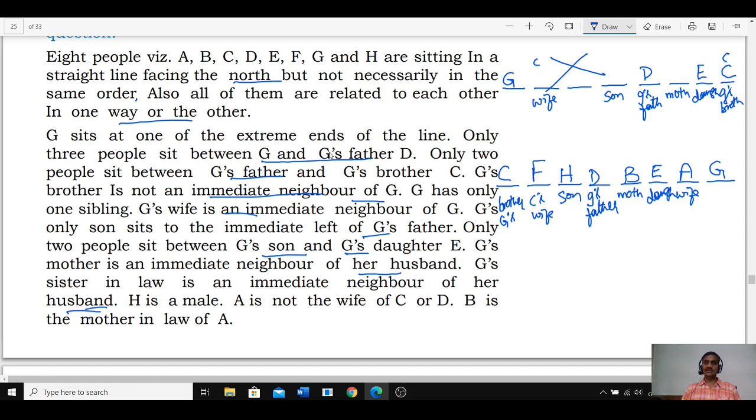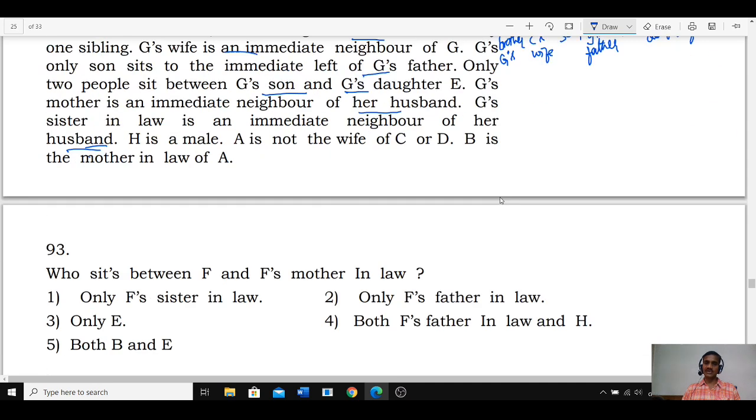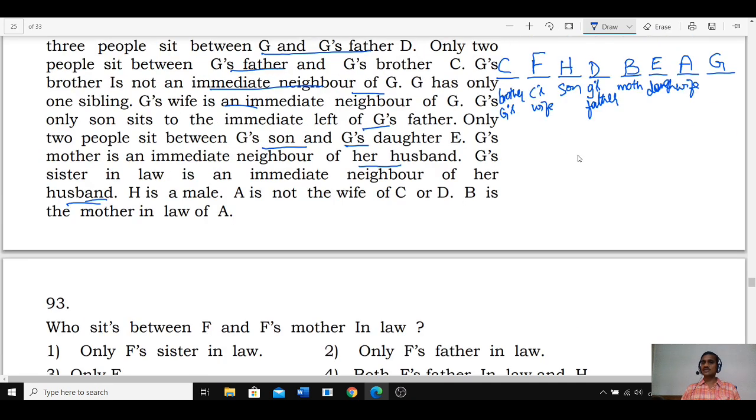Clear? Earlier also I had discussed that point. Whenever all the persons are related to a single person, there is no necessity of drawing the family tree at all. Whether it is a circular arrangement or row arrangement or any way, you can get the answer without the family tree itself.